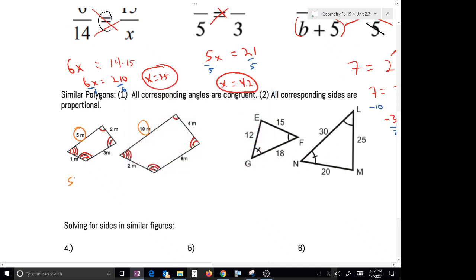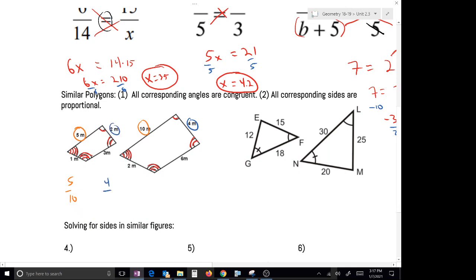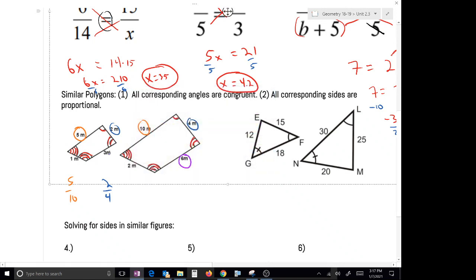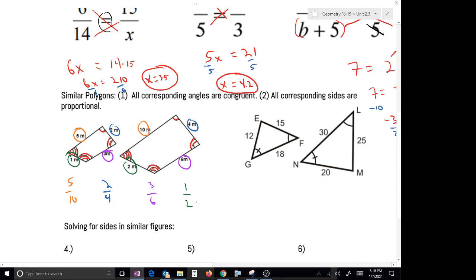so 5 and 10, 2 over 4, and the 3 and 6, and lastly the 1 and 2. All of these reduce down to the same fraction. In fact, they all reduce down to 1/2. So they all reduce down to the same proportion. That's what we mean by proportional.